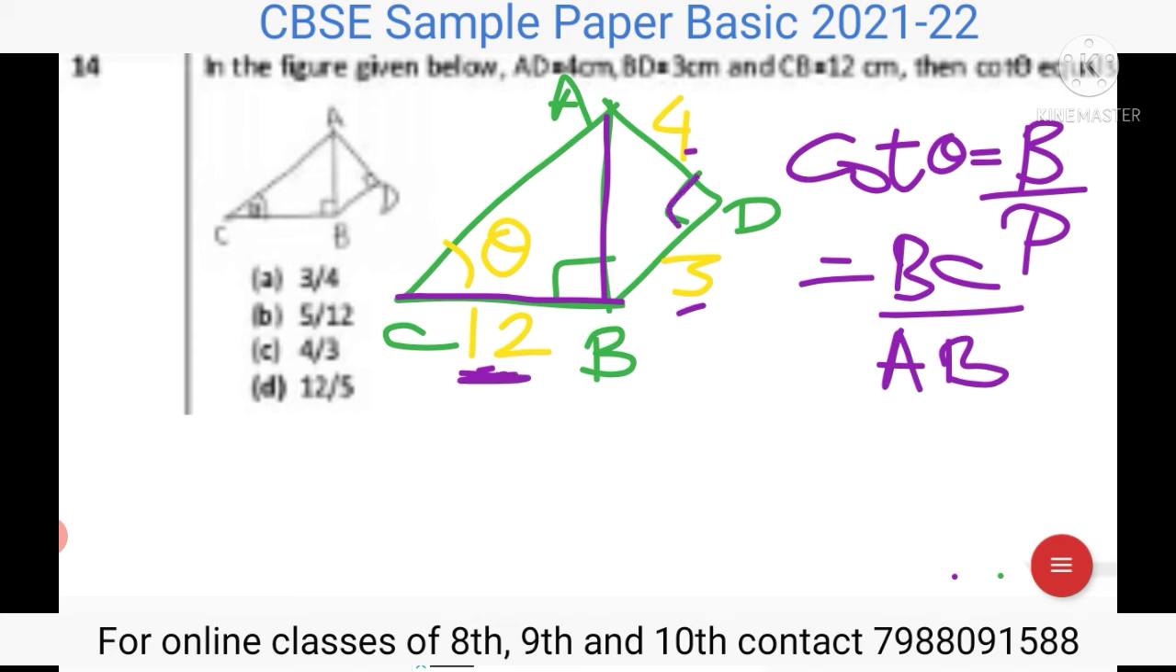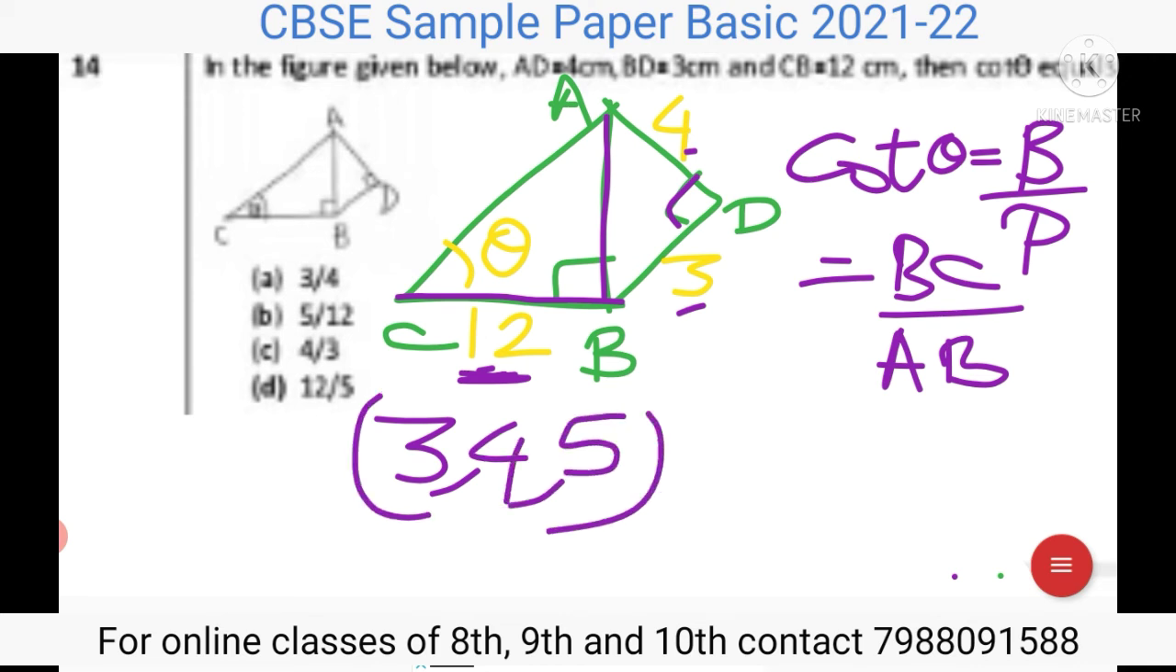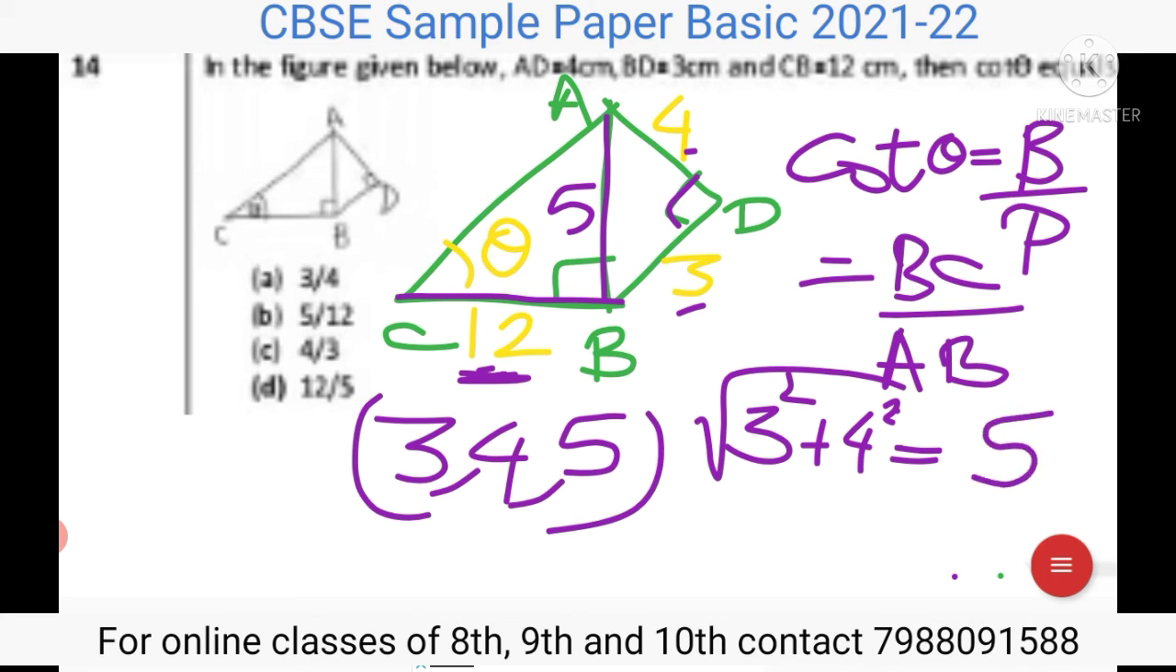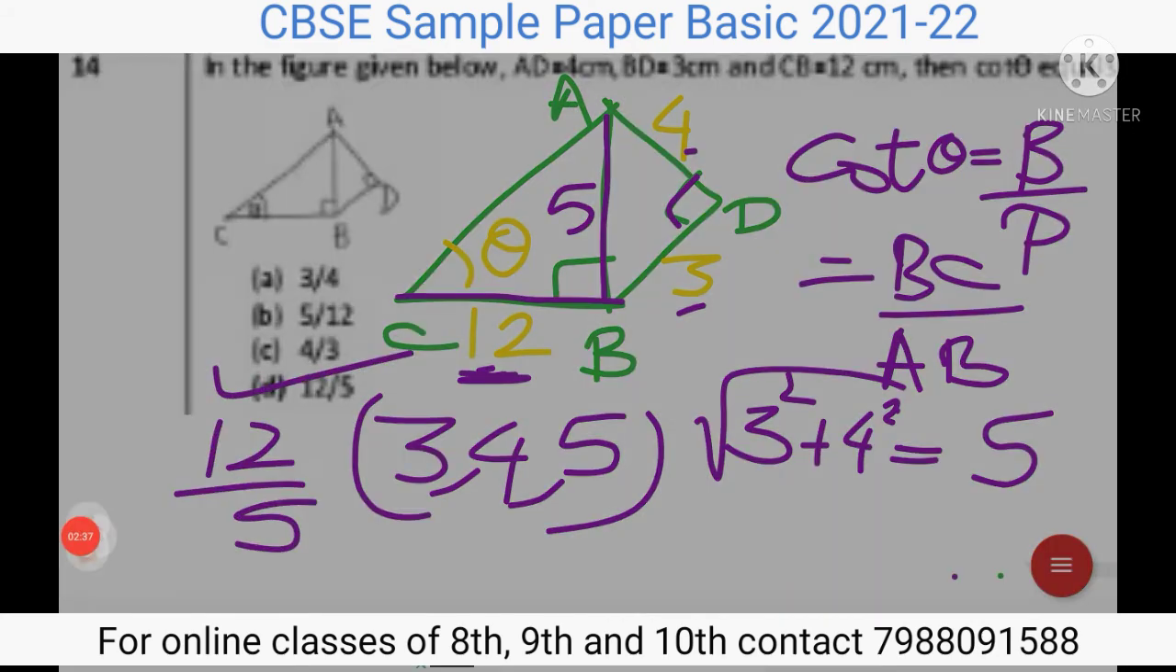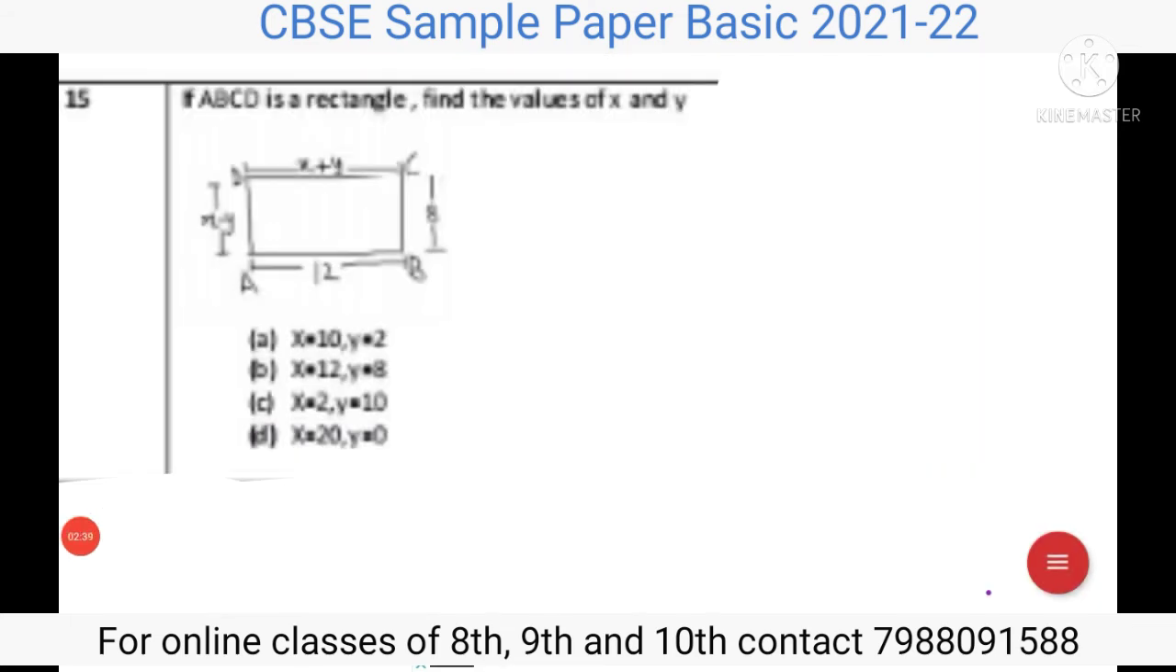For AB use the Pythagoras theorem, but you must remember 3, 4, 5 is the Pythagorean triplet. It's the easiest Pythagorean triplet. So this also gives you value of AB as 5. Otherwise you can apply Pythagoras theorem, square root. This gives you root 25, that is 5. So value of cot theta comes out to be BC, that is 12, upon perpendicular, that is 5. So 12 upon 5 is the right option. D is the answer.